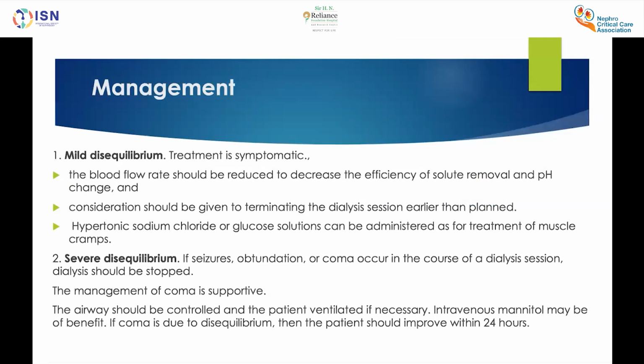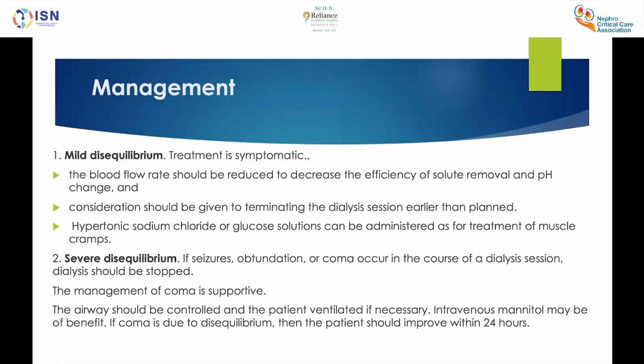So how do you manage? For mild disequilibrium, the treatment is symptomatic. The blood flow rate should be reduced to decrease the efficiency of solute removal and pH change. Consideration should be given to terminating the dialysis session earlier than planned. Hypertonic sodium chloride or glucose solutions can be administered, as for treatment of muscle cramps.